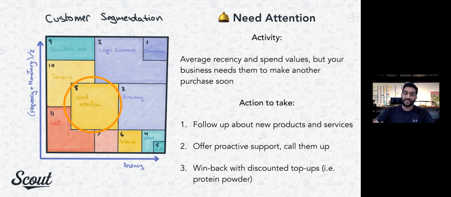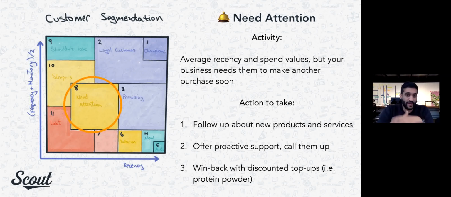Next up, needs attention. So these are customers that have on average recency, on average monetary and frequency spend with you, and so you don't want to lose them either because they've spent more than your least spending. They're on average with their spending, and again, they're at risk of being lost or sleeping.